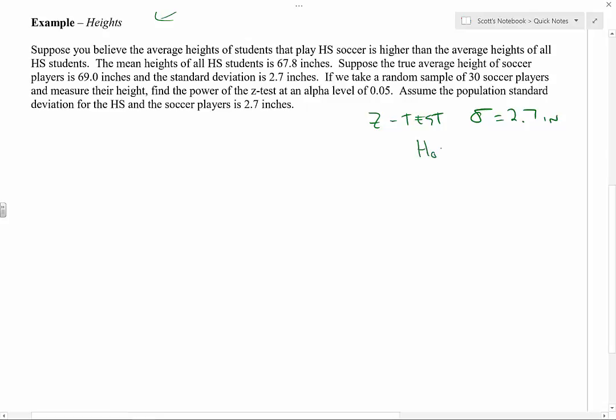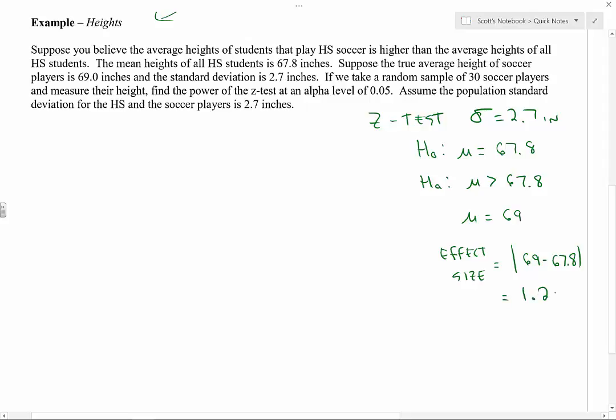Let's set up the null and alternate. The null is that soccer player heights are the same as high school heights, against the alternate, which we want to prove, that the heights are actually larger than 67.8. So the true mean is actually 69. Therefore, we can calculate the effect size. You need to know what effect size is for Monday's test. It's the difference between the true mean and the hypothesized mean. So it would be about 1.2. That's the effect size.